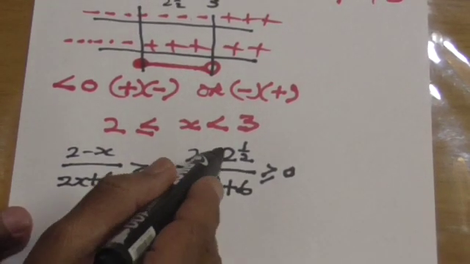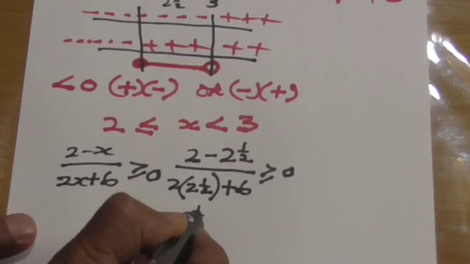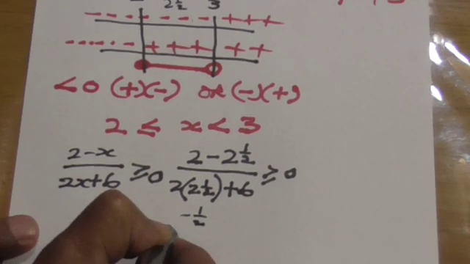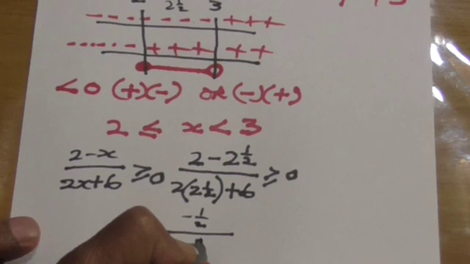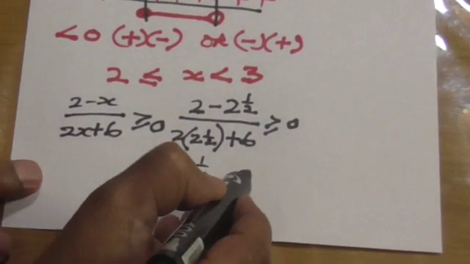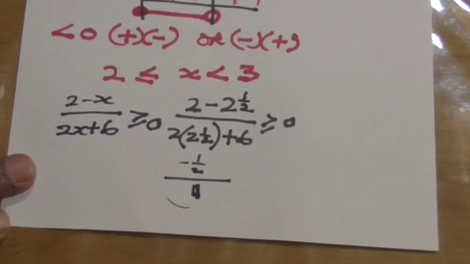So let's see what happens. Here we end up with minus half over 5 plus 6, 11. This whole thing is negative. So we have a problem somewhere. Where is the problem? Let's see.